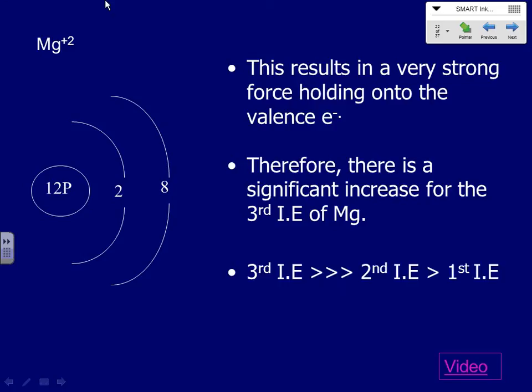So here you can see I'm expressing the third ionization energy is greater than the second ionization energy compared to the first ionization energy, which is why that doesn't happen under chemical situations. We can rip it off with a machine, but not in a chemical reaction. That's for magnesium, my example.